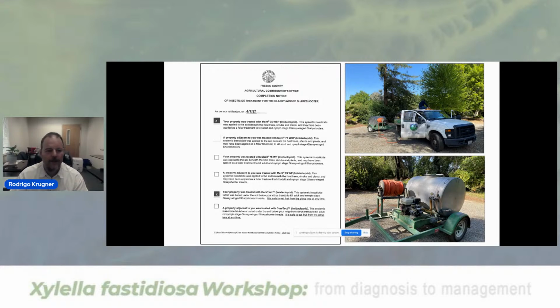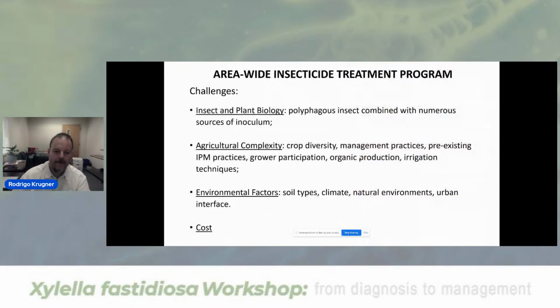It's an important issue. On the left side, that's the notice, and my property was treated. But if you look where the black arrows are, a property adjacent to mine was not treated. So my neighbors declined. Everyone in my neighborhood declined to have their plants treated. So it gets hard because then you're doing spot treatments for the sharpshooter, which doesn't work very well. You want to have area-wide applications there.